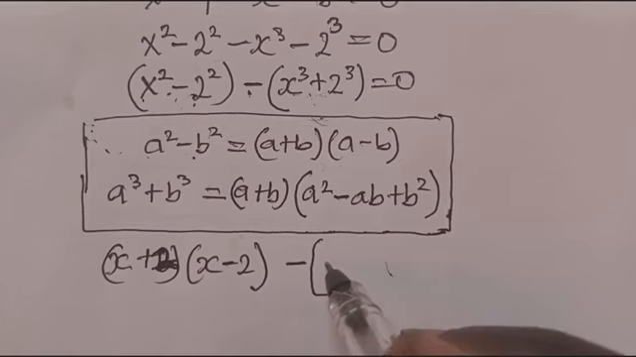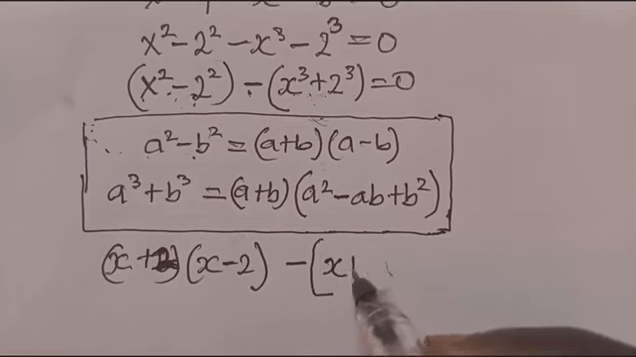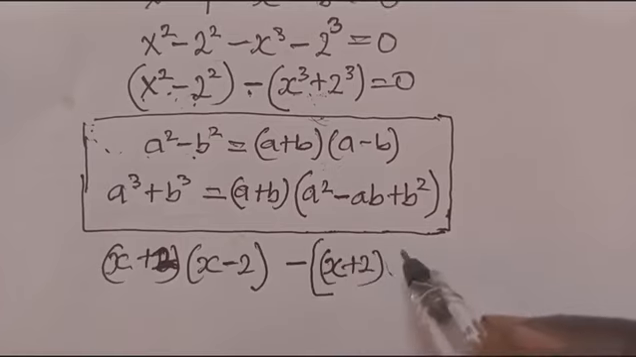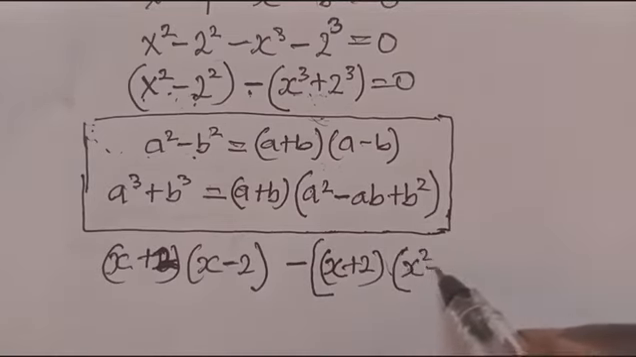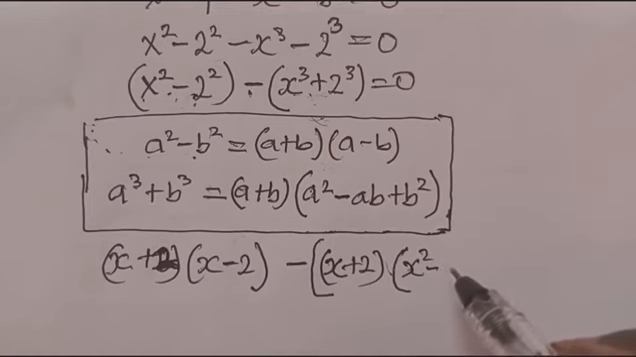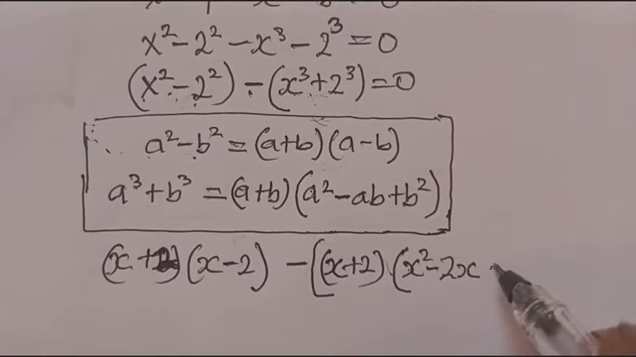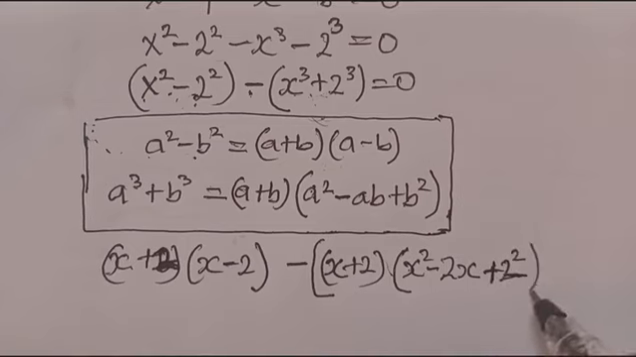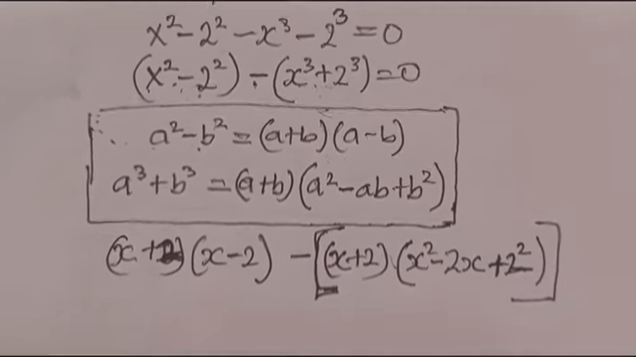It gives us x plus 2 into x square minus 2x, then b, which is 2, b square, plus b square. This is b then square. Okay, this is what we are going to have.